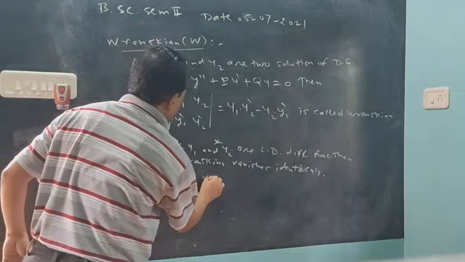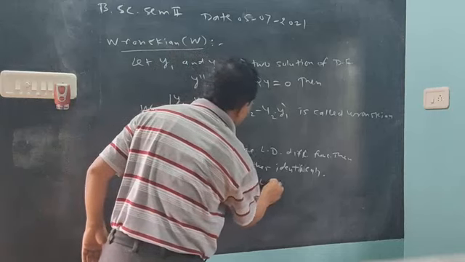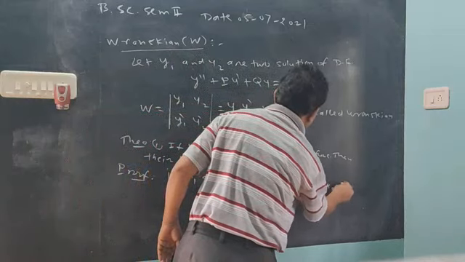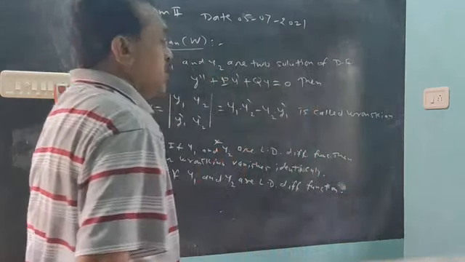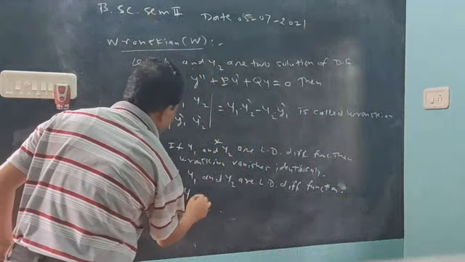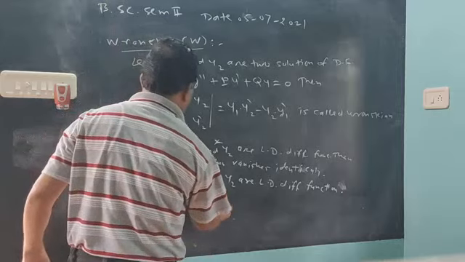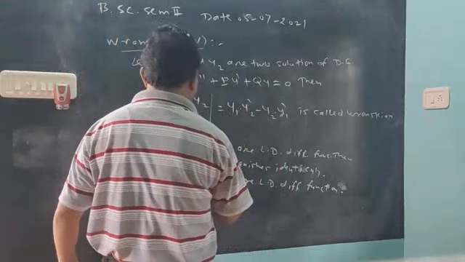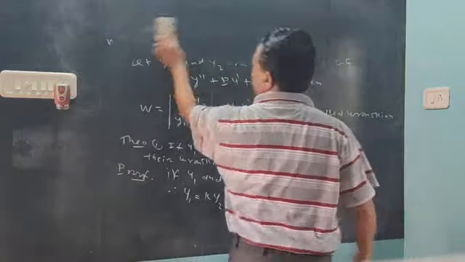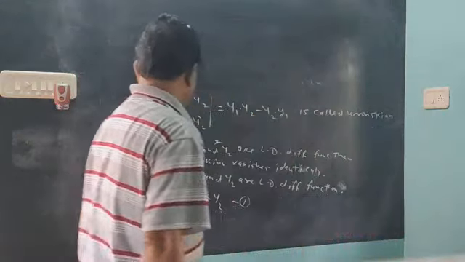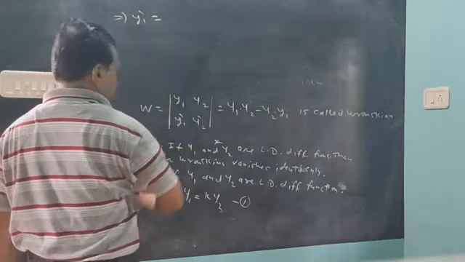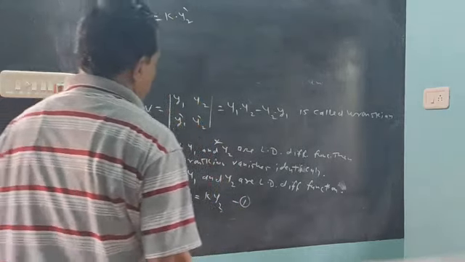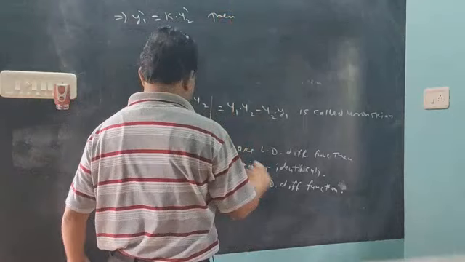If y1 and y2 are linearly dependent differentiable functions, then one depends on the other. Suppose y1 is k times y2, or y2 is k times y1; one of them depends on the other. Taking the derivative, y1 dash is k, a constant, times y2 dash.